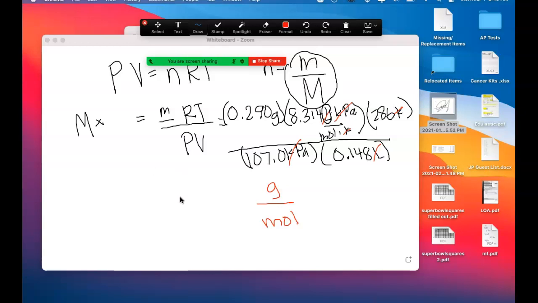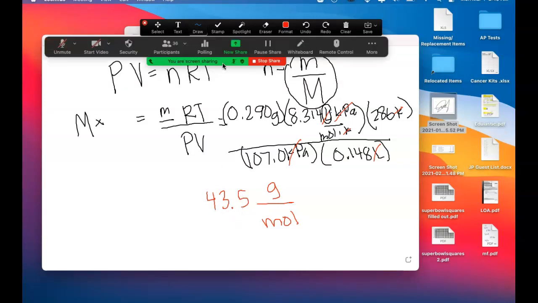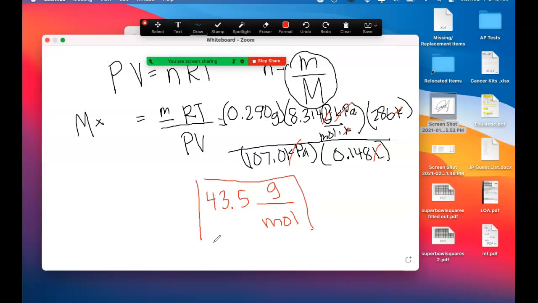I got 43.5 grams per mole. So that is the molar mass of whoever this gas is.